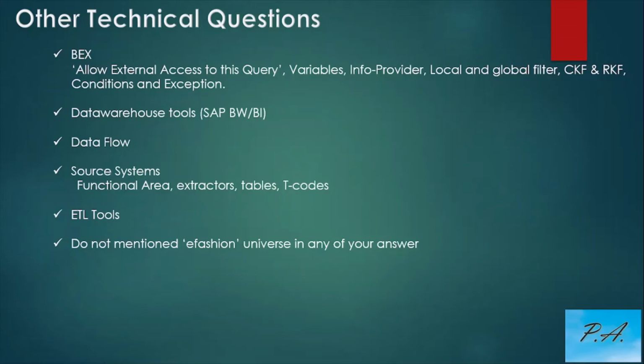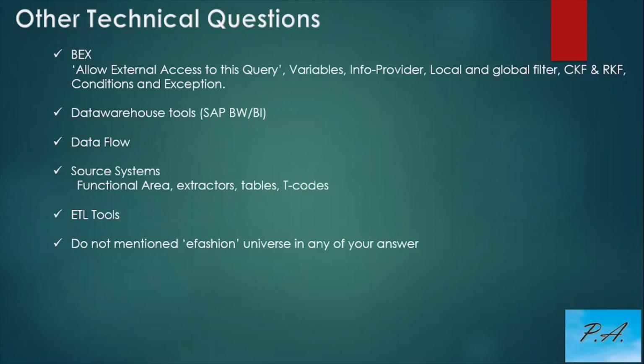Like, for example, conditions and exceptions. These are nothing but conditional formatting and rankings, but with a different name. Similarly, different data warehouse tools, like in SAP BO, different objects are used, like multi-provider, DSOs, InfoCubes. Why are these used? What is the high-level concept of these objects in data warehouse tools?